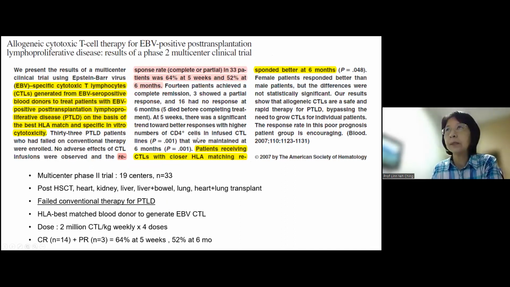The same group updated in 2007. This is a multi-center study involving 33 patients from 19 centers with EBV PTLD after all sorts of transplant who failed to respond to standard conventional therapy for PTLD. The dose used was not high at all, like 2 million per kilo, and they gave a weekly dose, giving a 64% overall response at 5 weeks and 52% response at 6 months. They observed that closer HLA matching correlates with better outcome.